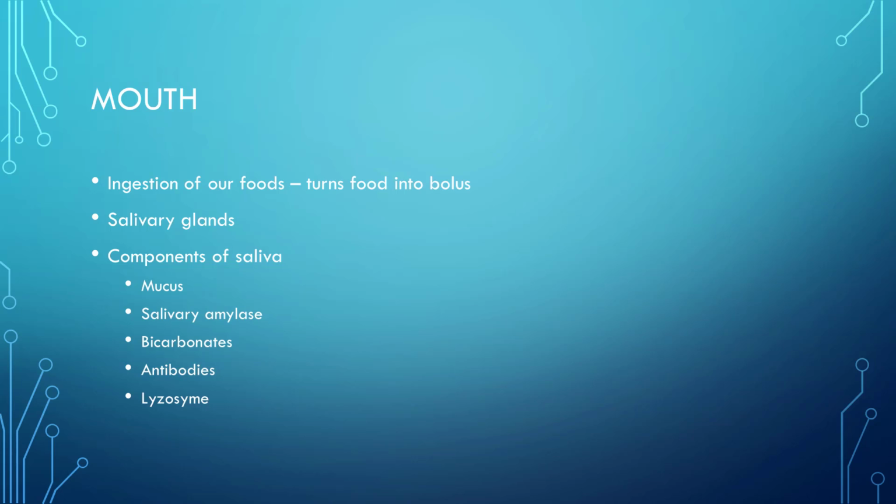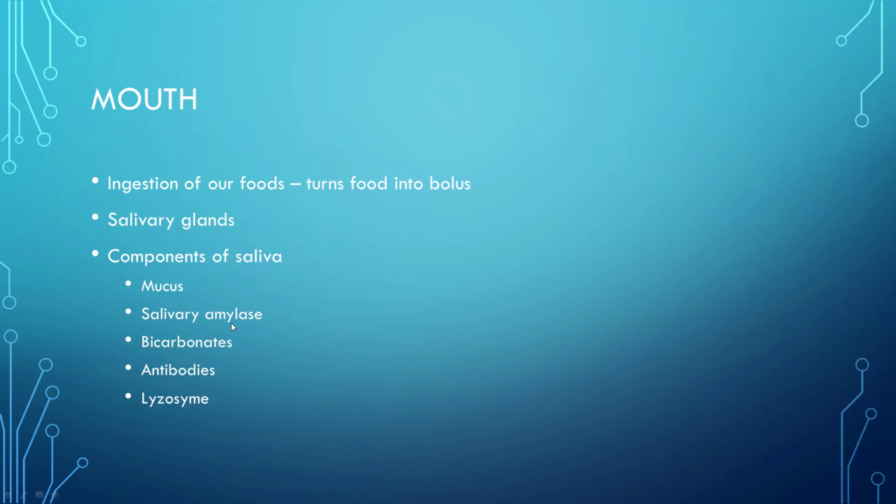and very damaging. In your mouth, there are three pairs of salivary glands. So you got your parotid, submandibular, and sublingual, and they produce saliva. There are various things you will find in our saliva: mucus, an enzyme called salivary amylase, bicarbonates, antibodies, and then lysozyme, which helps to kill off microorganisms.